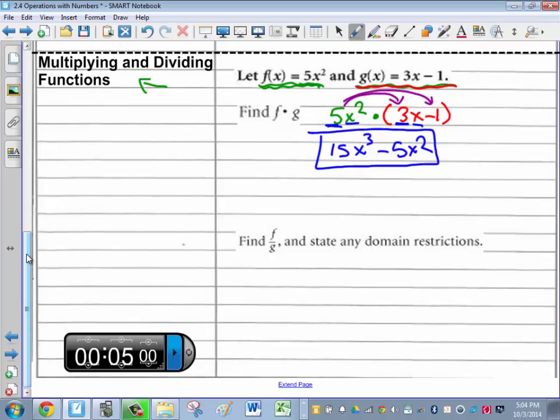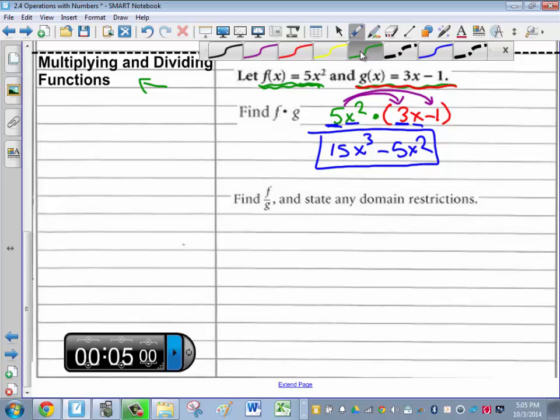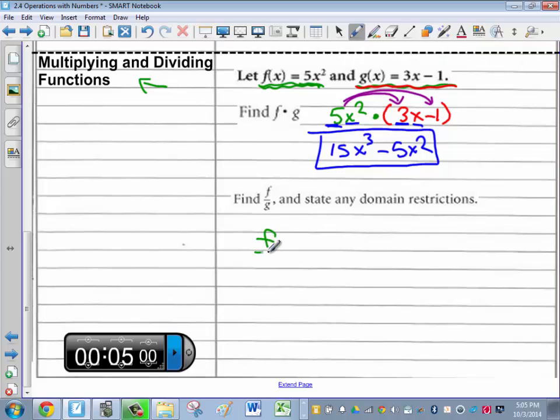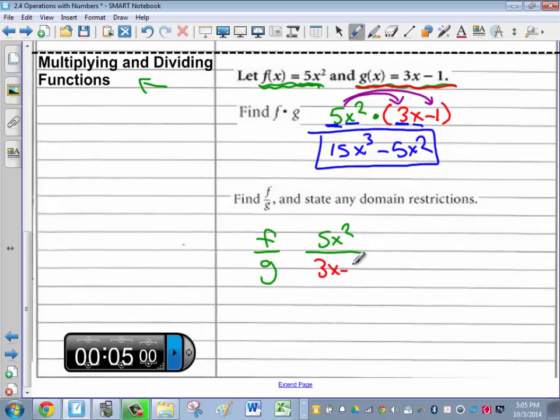Okay, now division is actually almost easier. Check out division. Division just says find f over g. Well, here's how it works. You just put f on top and g on the bottom. So f over g. Well, my f function is right here, so I just put 5x squared on top over, and then I put my g function on the bottom, 3x minus 1. So at this point, there's my function. Maybe you could simplify it down. Actually, this one, I don't think you can. This is good. Nothing can factor out on the bottom. Nothing to simplify it down.